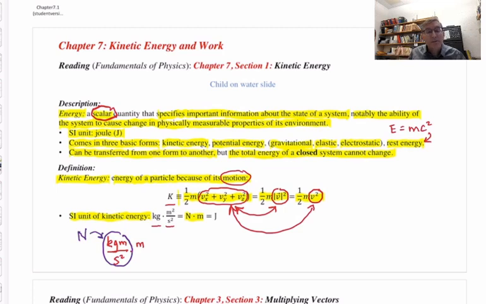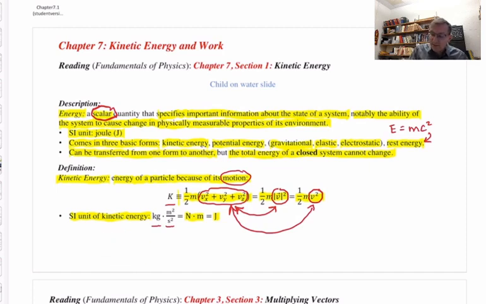Newton times meter. But wait a minute, way up above there, I said the SI unit of energy is joule, J. Kinetic energy is a form of energy, so it must be joule. So what I'm saying to you is that the unit of joule, the SI unit of energy, is equivalent to the unit of Newton times meter. And you'll see it written both ways, Newton times meter or joule.